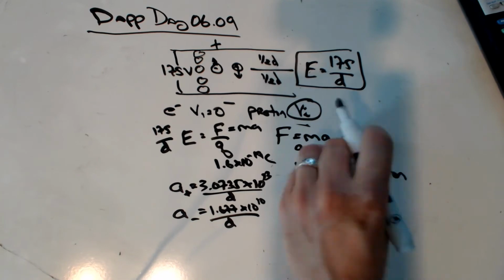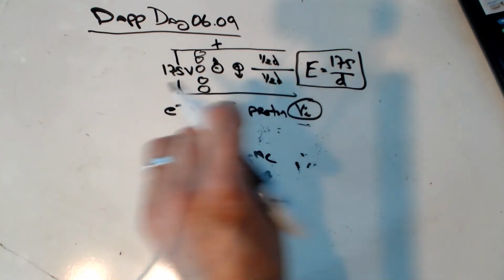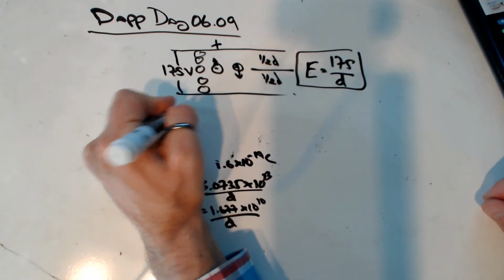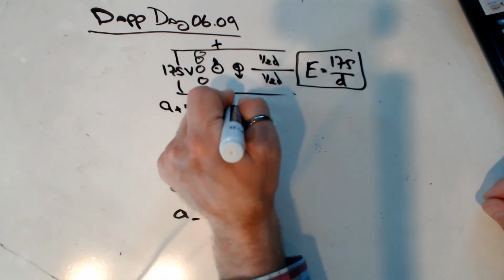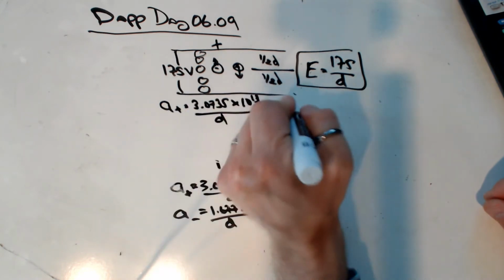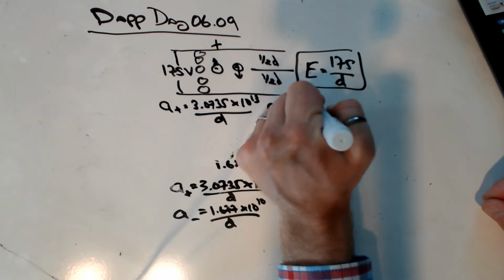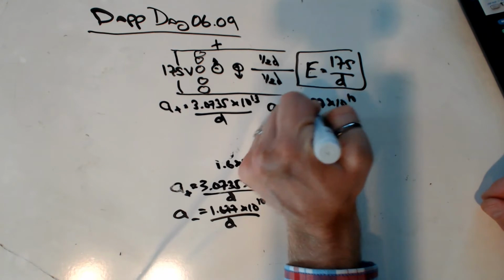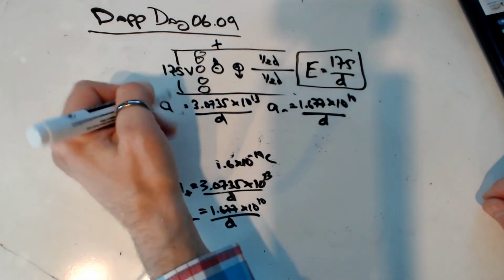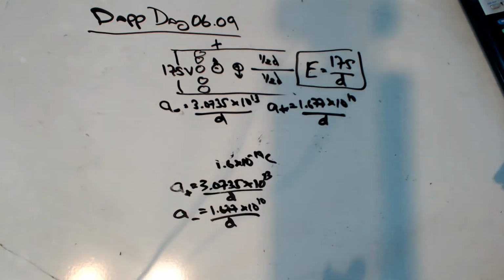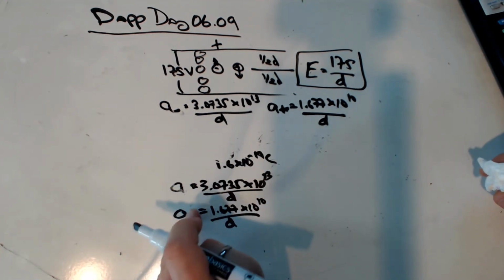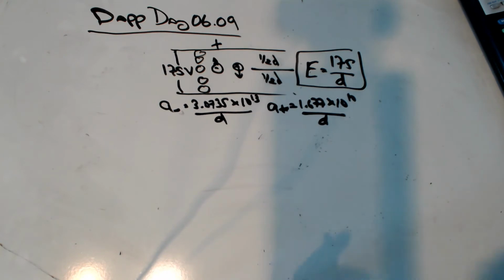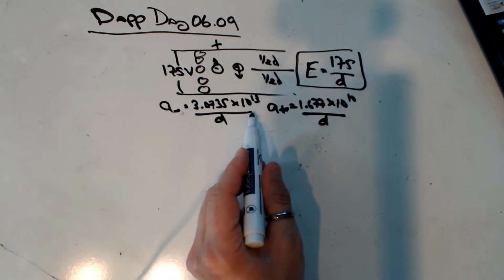Now, the accelerations, I'm going to rewrite here. A plus is 3.0735 times 10 to the 13 over D. A minus, which is the electron, 1.677 times 10 to the 10 over D. I have that backwards, don't I? Yep. The electron goes greater, so the electron is 10 to the 13. I just had these written backwards. Electron, proton. All right. And the reason I realize that is because the electron is going to accelerate much greater because it has a much smaller mass.